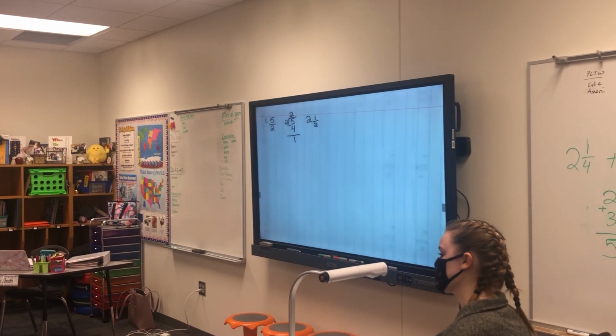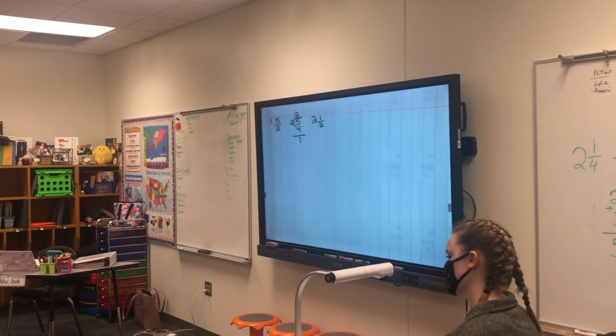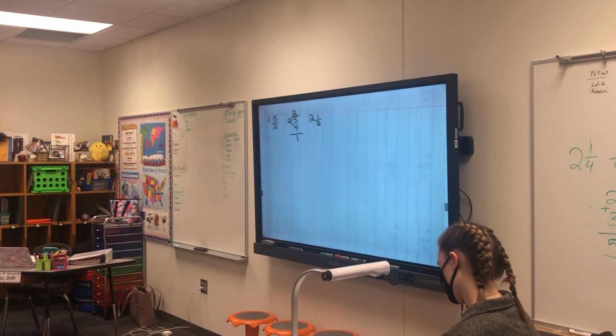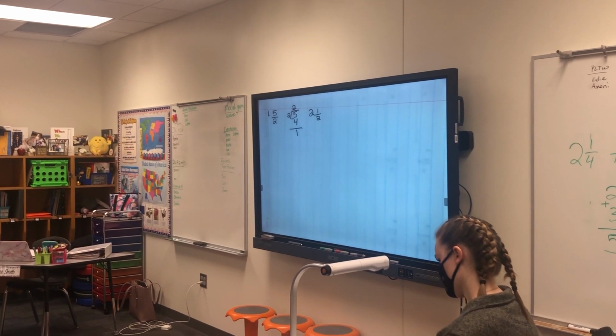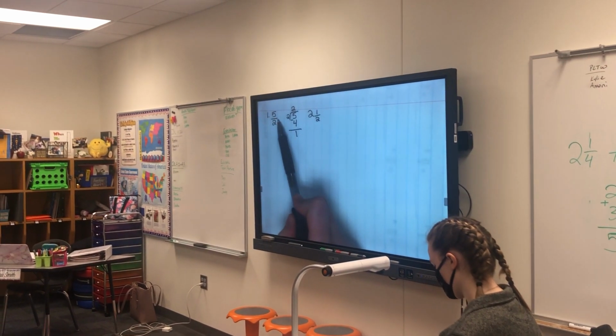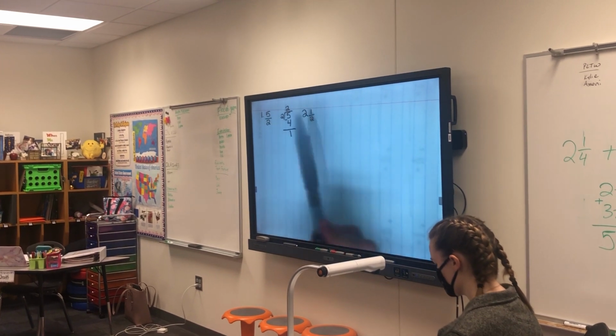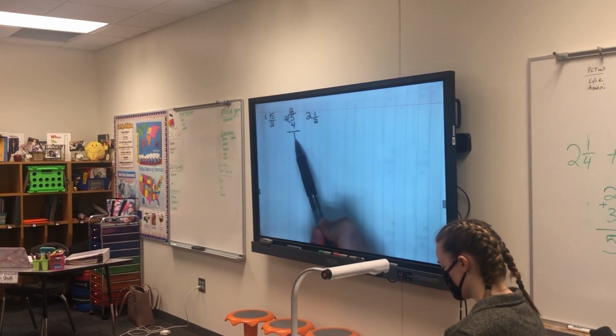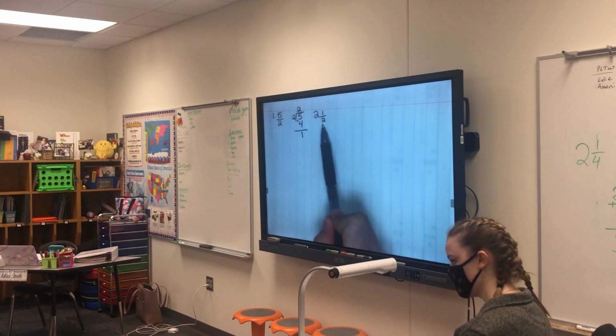So what fraction did we start with, Simon? We started with 5 over 2. Yeah, we started with 5 over 2, or 5 halves. So we know that this remainder was going to be put over a 2. Very good.